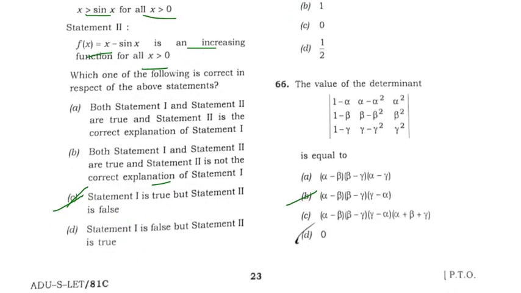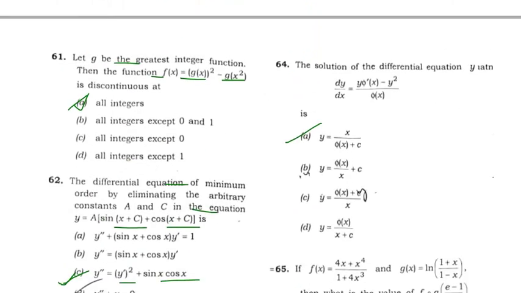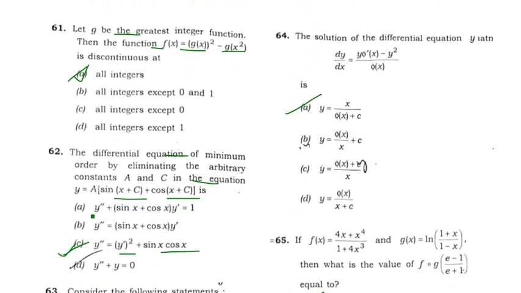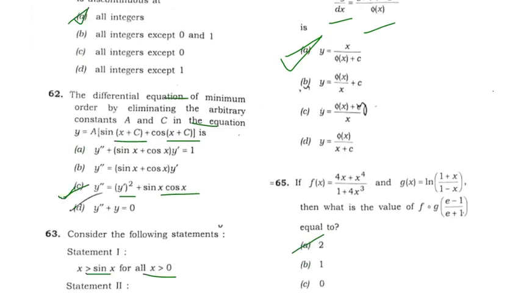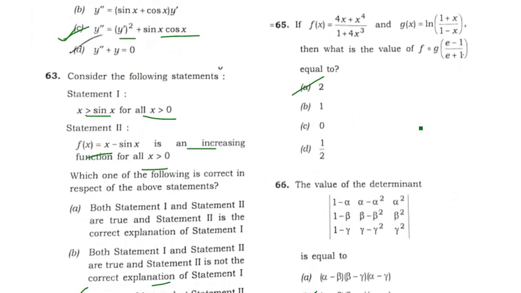Anyway, next question is the solution of the differential equation as given over here, y dy/dx = y φ'(x) − y²/φ(x). So it is y = x/(φ(x) + c). If f(x) = (4x + x⁴)/(1 + 4x³) and g(x) = ln((1 + x)/(1 − x)), then what is the value of f∘g at (e − 1)/(e + 1)? So the right option will be 2.